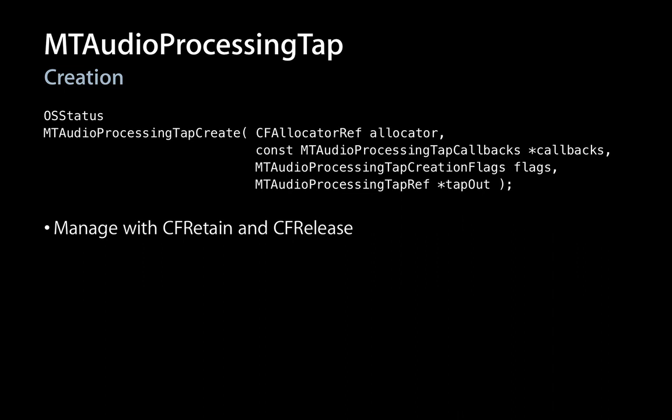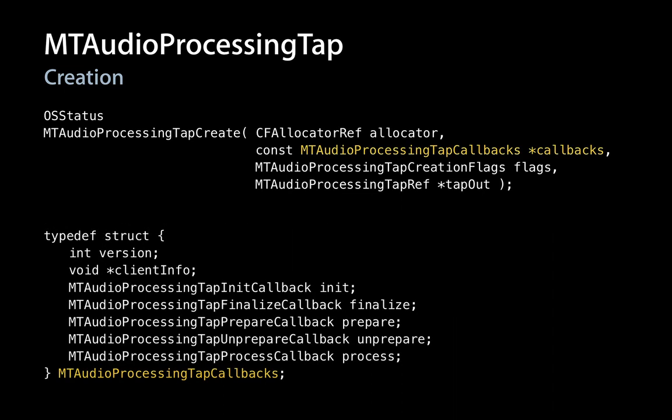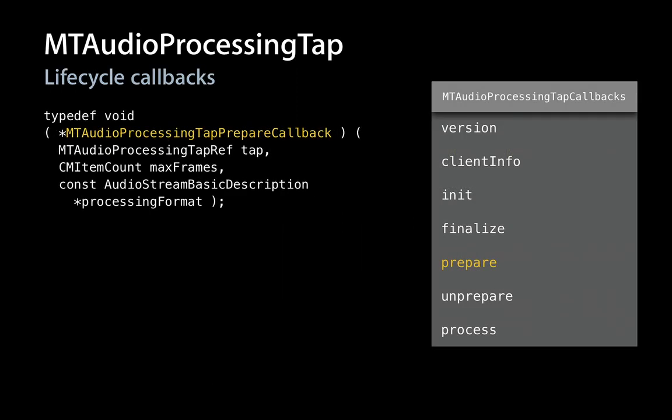And to configure this object, you fill out a structure called the empty audio processing tap callbacks. This structure defines a set of function pointers, callbacks into your application, which will get executed throughout the lifetime of the tap. I want to focus on the last 3 of these function pointers: the prepare, unprepare, and finally, the process callback.